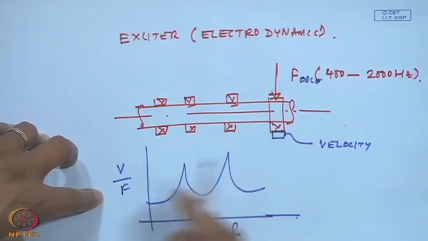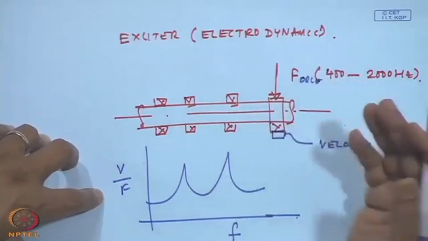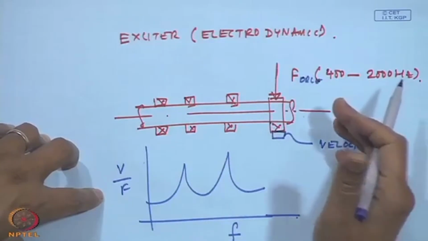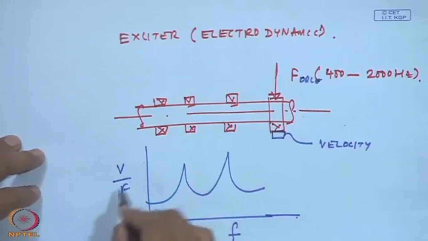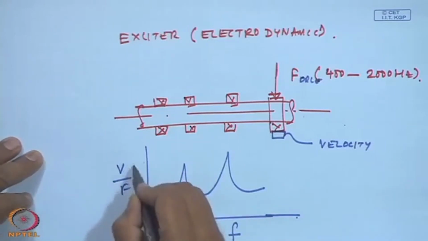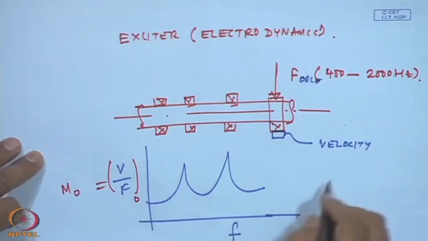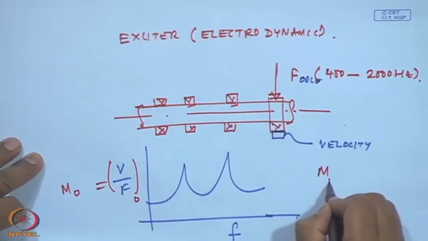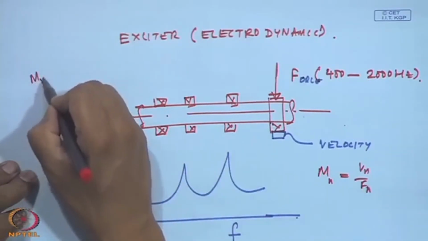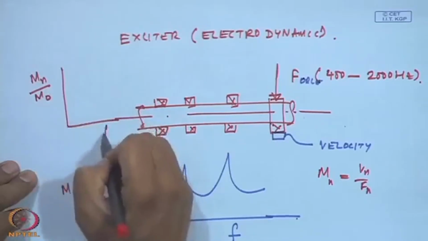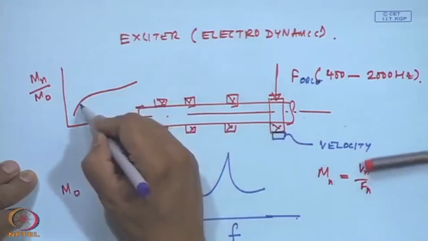By continuously, I mean you need not give the force excitation every time, but momentarily, every day once, you measure V by F. Suddenly you will see this V by F, if we do the ratio of the original, which I say as M naught, and then you will have M nu. M nu is V nu by F nu. So, you will plot M nu by M naught as a function of frequency, and you will see that with a crack occurring suddenly it should have shot up.